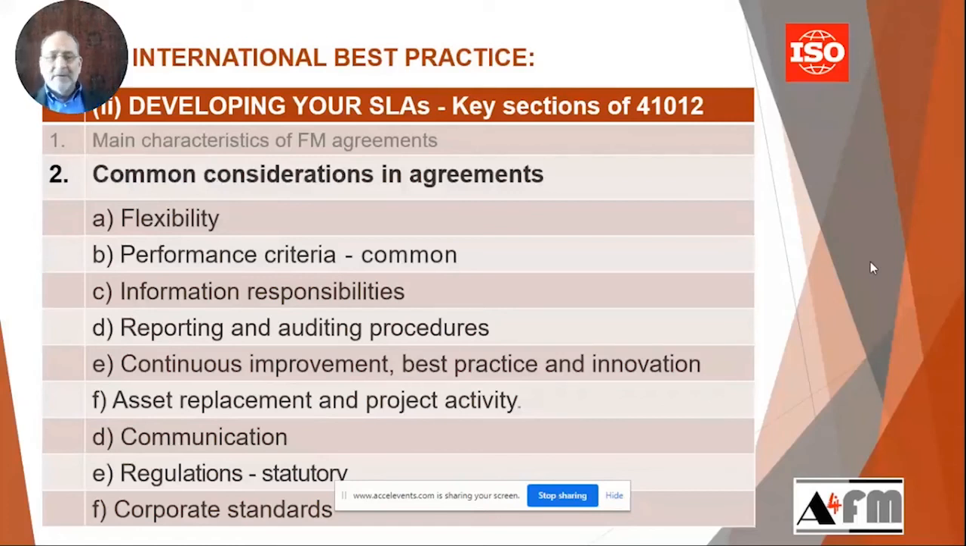within this document, which is an important section that we're going to get to in a moment. I'll talk more in detail about this. The information responsibility, so who needs to know what, when do they have to be informed, reporting and auditing procedures, I think is clear. Continuous improvement, so how do we define that?